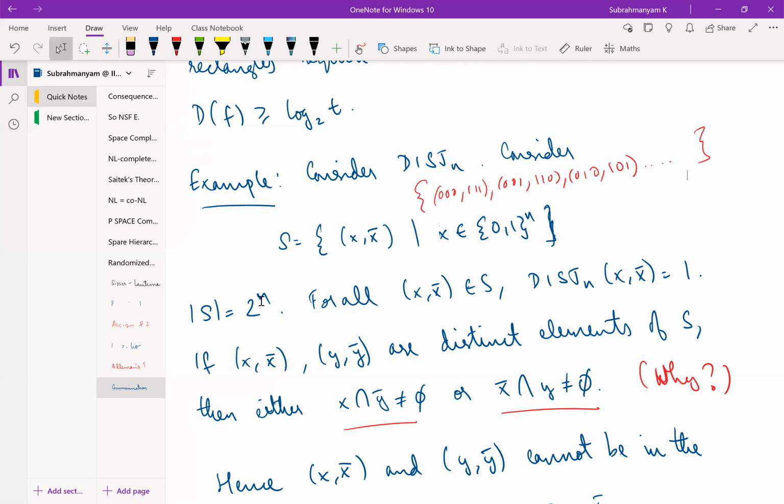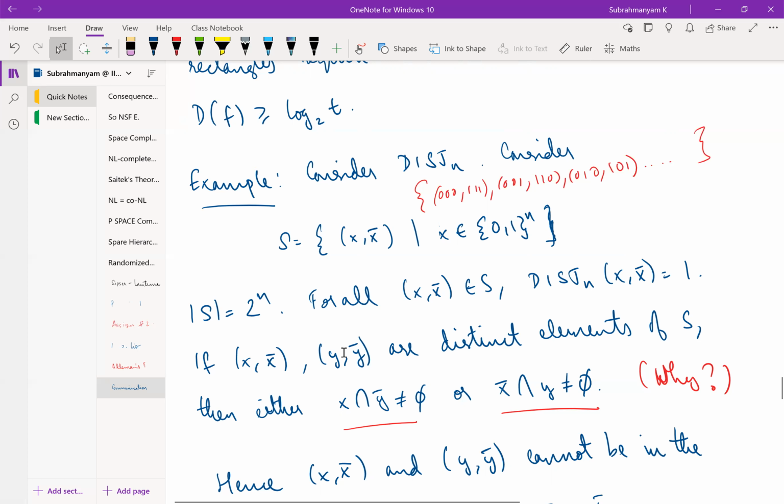Okay, let us see why that is the case. First of all, each one of them, they are disjoint, right? Because it's a complement, by definition, they will be disjoint. 0, 0, 0 is disjoint with 1, 1, 1. 0, 0, 1 is disjoint with 1, 1, 0. Now, consider two pairs in S, x, x bar and y, y bar, right? Now, it has to be the case that either x and y bar are not disjoint, or y and x bar are not disjoint. So this follows because x and y are not equal.